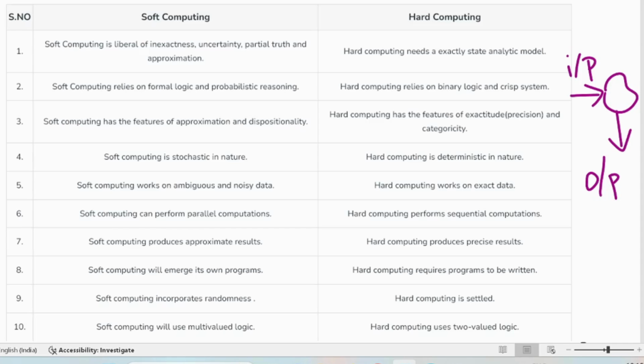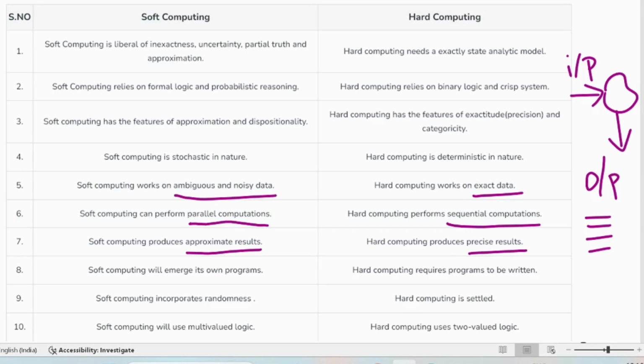Whereas soft computing actually relies upon some ambiguous and noisy type of data, whereas hard computing works on exact type of data, and also it can perform parallel computation. Here it is only sequential. It means one by one the lines are executed for the normal programming or hard computing. Then this will only generate an approximate result, whereas this is going to give you a correct result. For example, if you have to add two numbers, 2 plus 3, you will get an exact answer as 5.